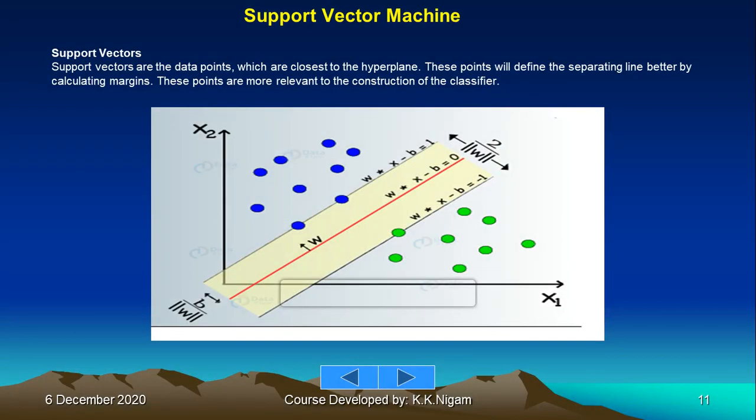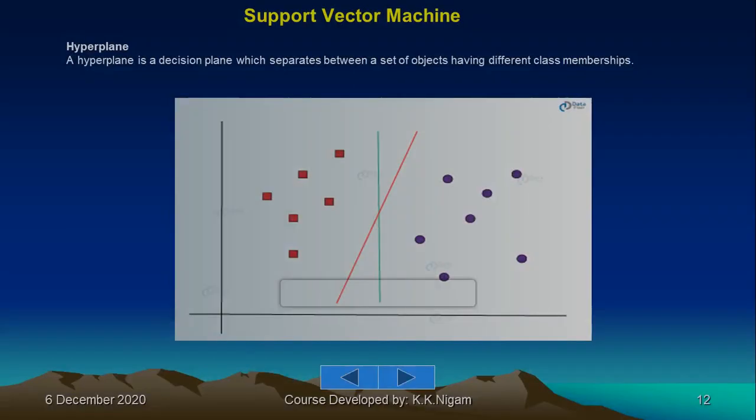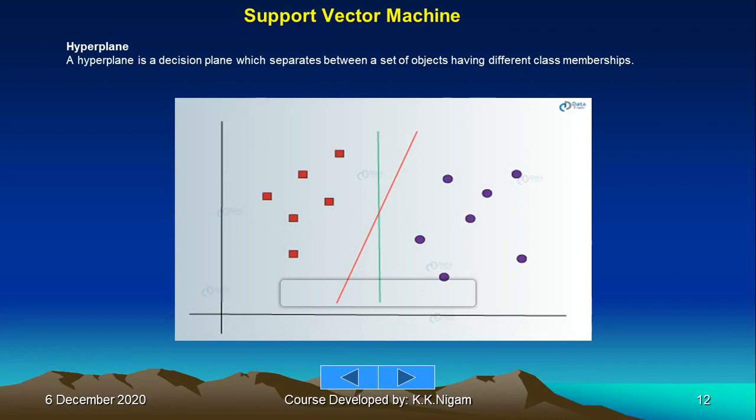Now, support vectors are the data points which are closest to the hyperplane, and these points will define the separating line better by calculating the margin. So you can calculate the margin, and these points are more relevant to the construction of the classifier. So you can easily say that the points that are close to the middle path, that is the red line, have lesser margins. A hyperplane is a decision plane which separates between a set of objects having different class memberships.